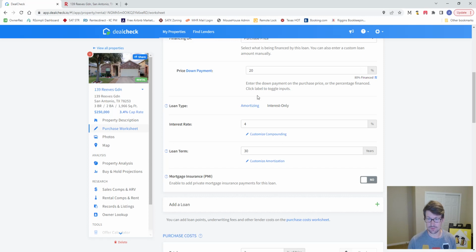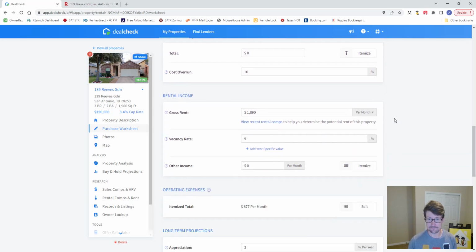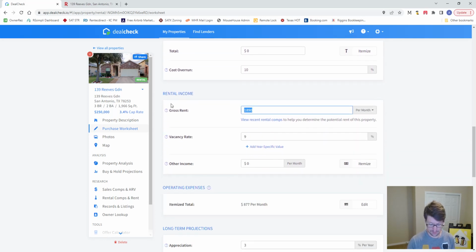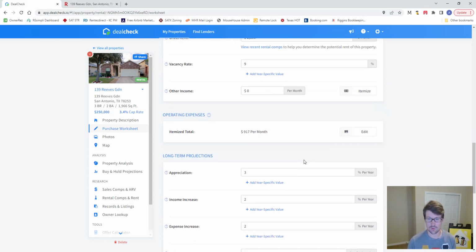Let's just assume we put 20% down. Interest rates are more like 7.5 right now. I did look it up, and I saw on Rentometer about $2,100 a month in rent, but that's something we'll go over in more detail.